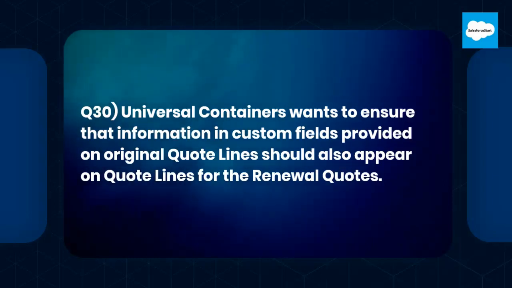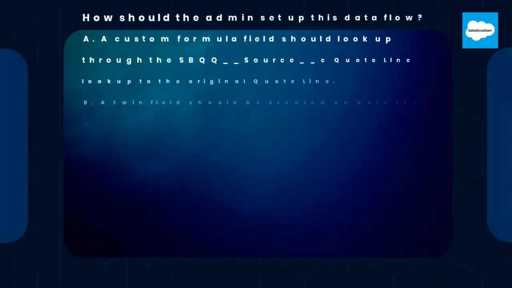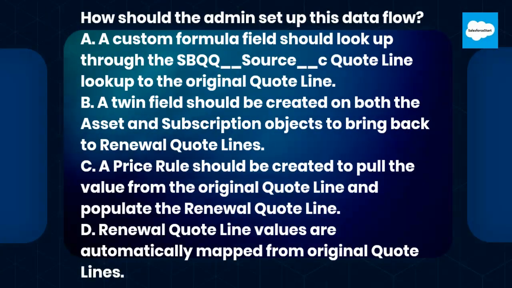Q30. Universal Containers wants to ensure that information in custom fields provided on original quote lines should also appear on quote lines for the renewal quotes. How should the admin set up this data flow?